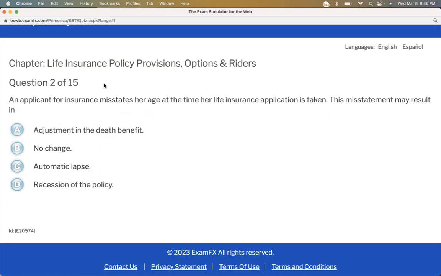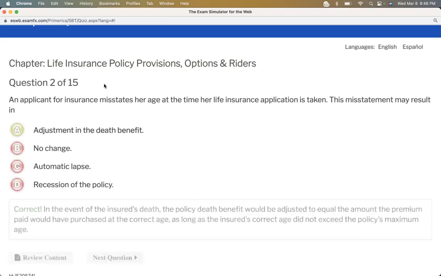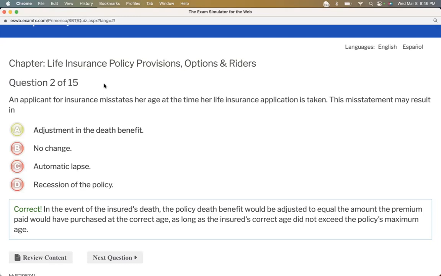An applicant for insurance misstates her age at the time her life insurance application is taken. The misstatement may result in... B? Nope. A. Yep. They'll still pay, but they're just going to adjust the death benefit to the correct age. Okay.